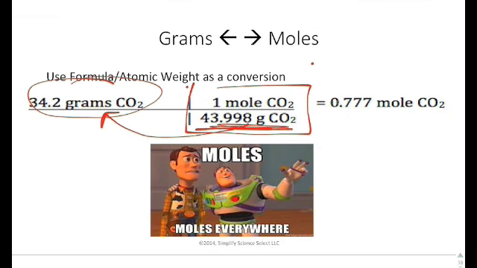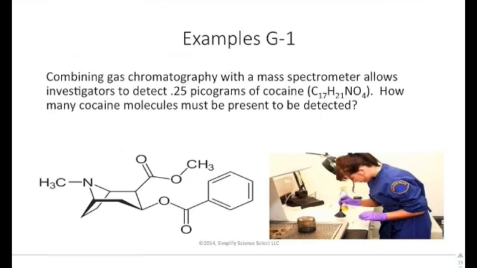So let's look at some molar conversions. And it says combining gas chromatography with mass spectrometer.